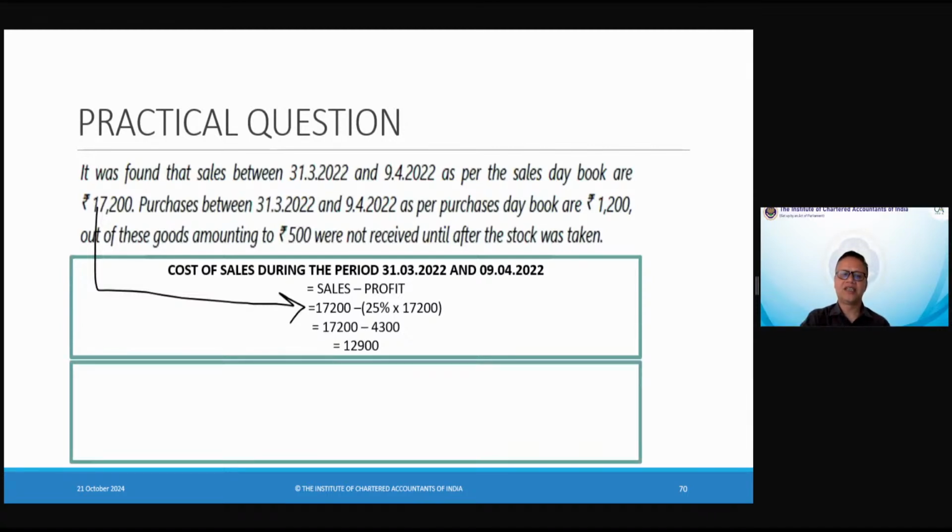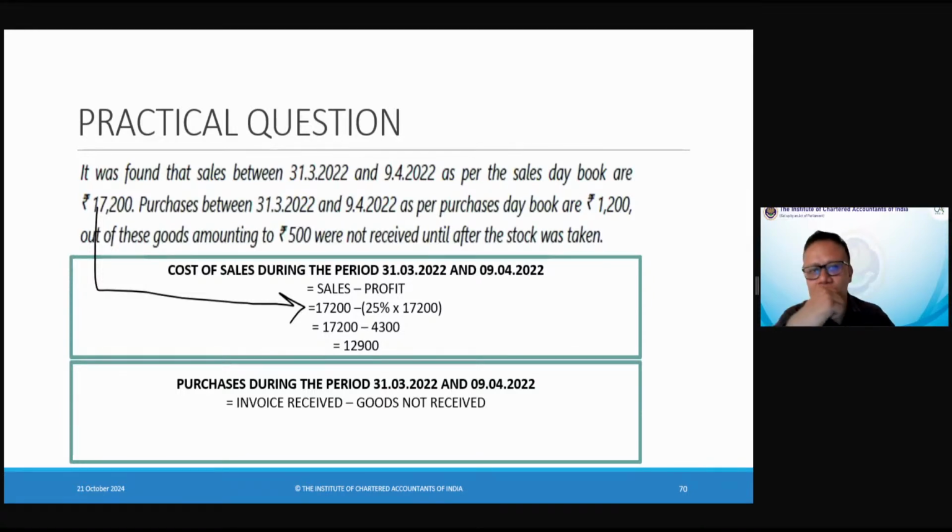Now once it is done, you find the purchases during the period. Now why this purchase day book is doing? It is doing on the basis of invoice received. Now out of this invoice received, you found that 500 were the goods not received. So what happens is till the goods are received, that is the purchase. We cannot take a purchase on the basis of invoices.